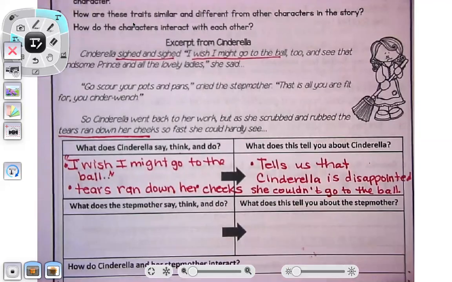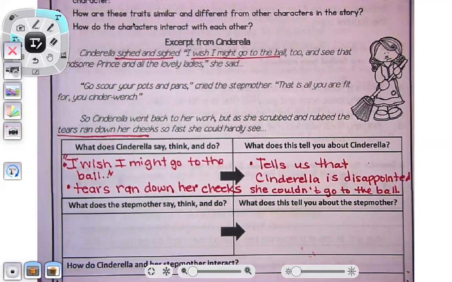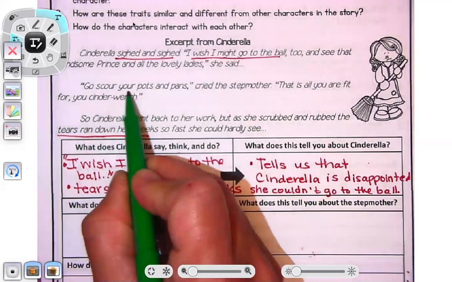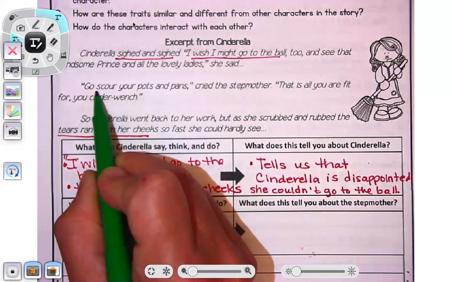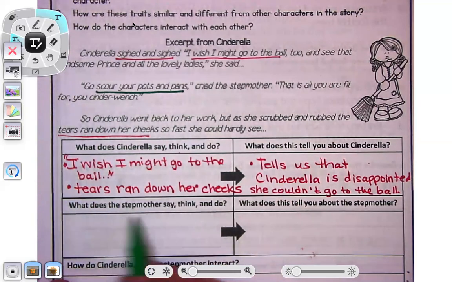Now we have another character. What does the stepmother say and do? So let's think about what she says. Well, yes, you're right. She tells Cinderella to go and scour your pots. Go wash the pots. And that's what she says.